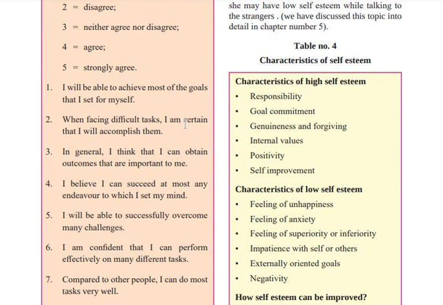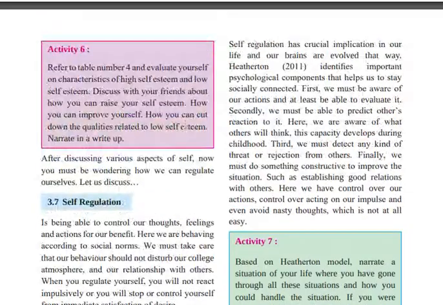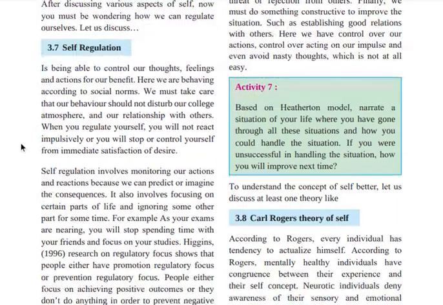And here, table number 4, characteristics of self-esteem. There are certain characteristics of why self-esteem is different, such as responsibility and self-improvement. In the table they are explaining how it can be improved. If you want to improve your self-esteem, you can do such things and then your self-esteem will be improved. Activity 6 is the same thing: they tell you to do what you did in activity 5, table number 5.